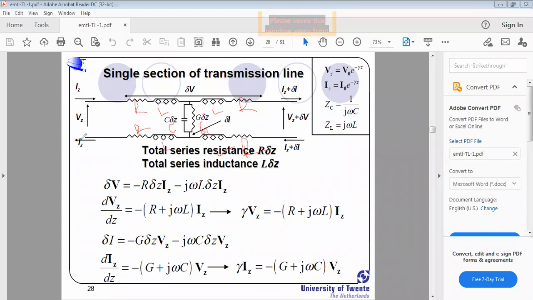Here, this is the segment with a distance D. The distance they considered as Z. The length of the line is Z, and a differential length is considered as delta Z. They considered a differential length of the line, and that notation is delta, not a fixed length, meaning Z.